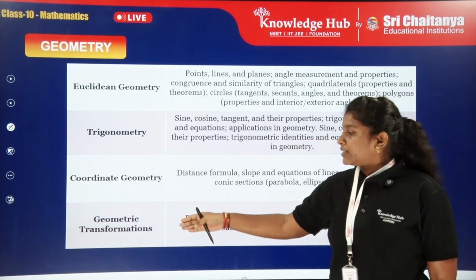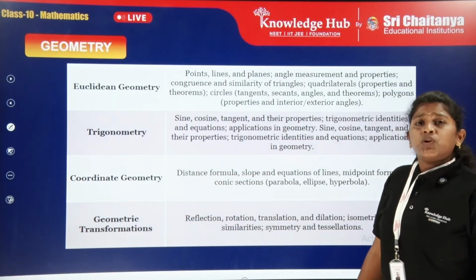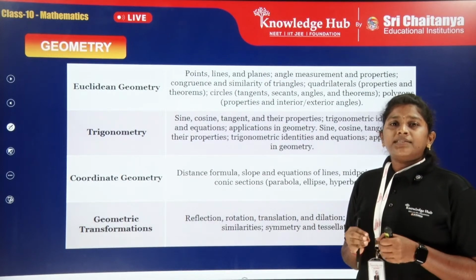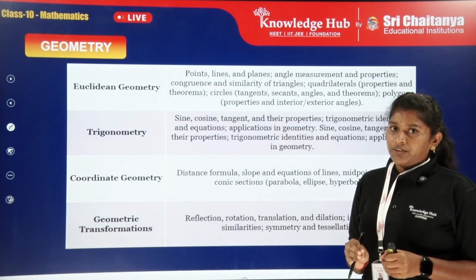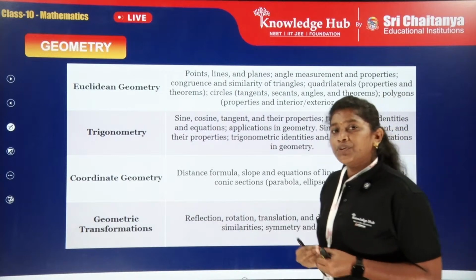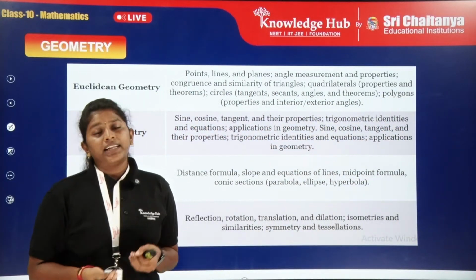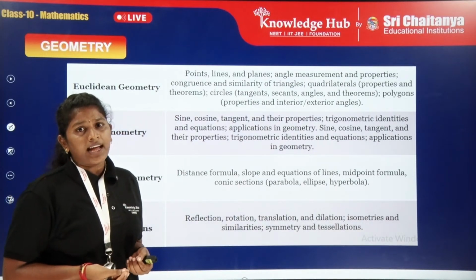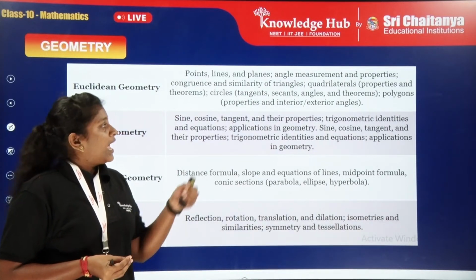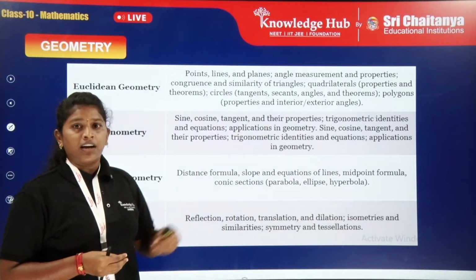Coming to the geometry further, it is classified as Euclidean geometry and trigonometry, and next coordinate geometry and geometric transformations. Euclidean geometry is the basics of grades 8 and 9, which covers the elements of Euclid, elements like point, line, plane or surface, and then we will discuss the circles and the theorems related to circles, and then the polygons, okay?